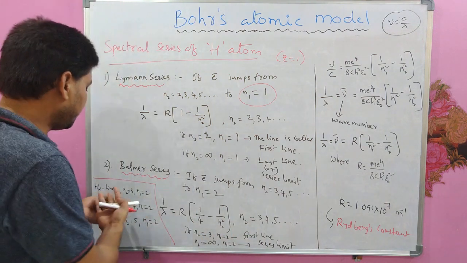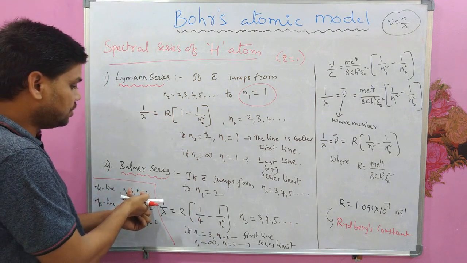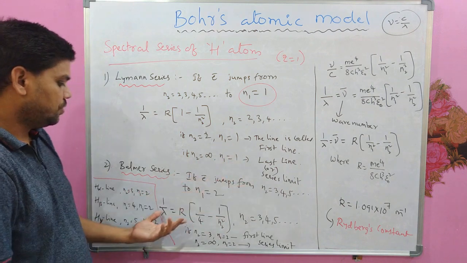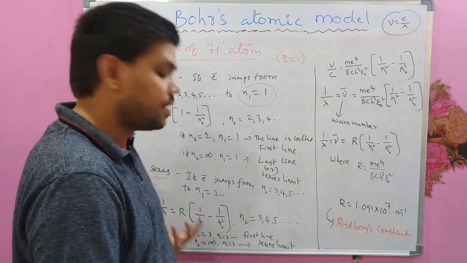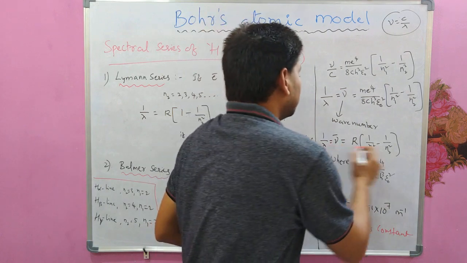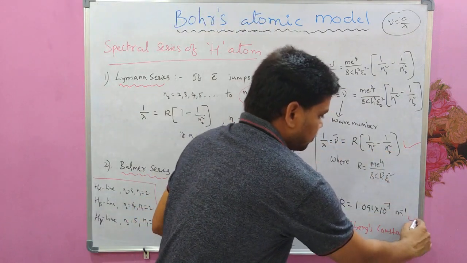How to find out the H alpha line wavelength? If you substitute n2 equal to 3, n1 equal to 2, then it is easy to write 1 by lambda, and the inverse of it is lambda. So for everything you have to remember this formula and this value.